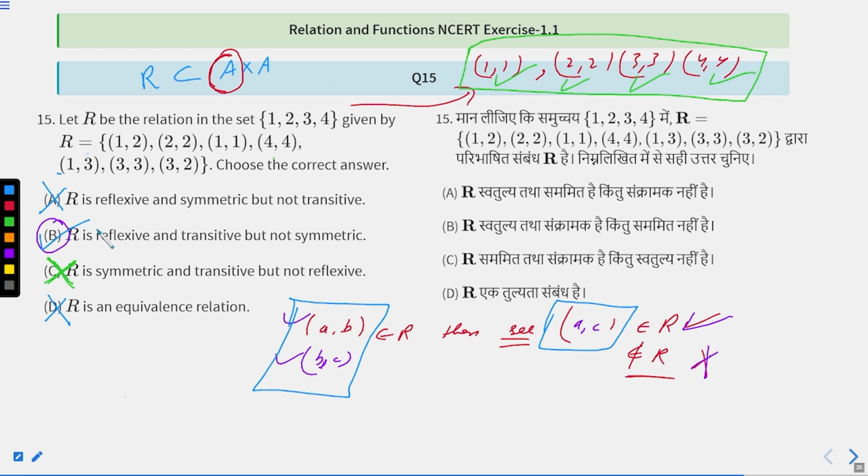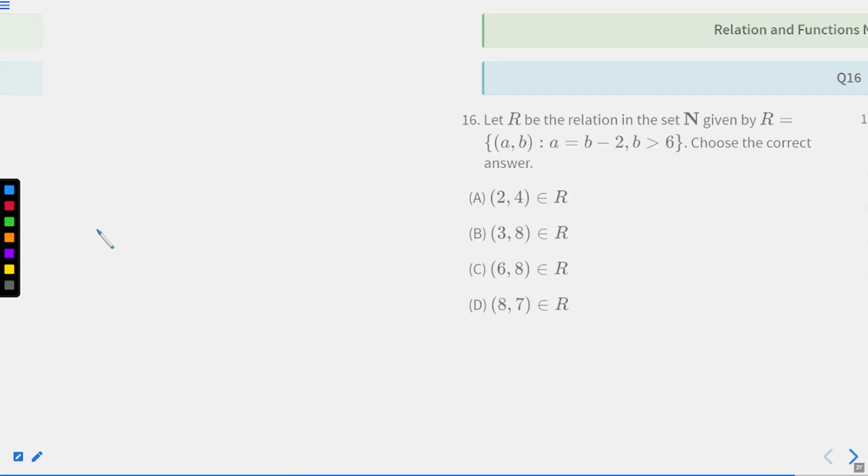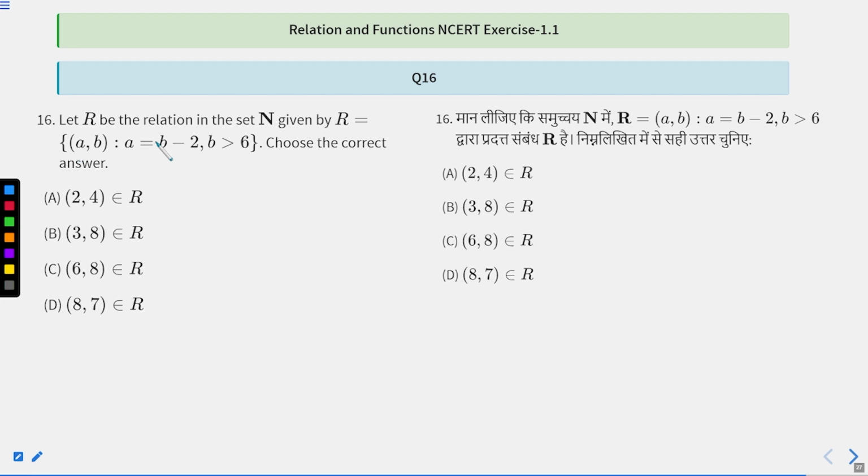Okay, let us move to the next question, the 16th, and this is the last question of NCERT exercise 1.1, I think. Yes. So let us solve together. Let R be the relation in the set N. So this means R is a subset of what? N Cartesian product N, given by the collection of all pairs such that A is equal to B minus 2, and this B must be greater than 6.